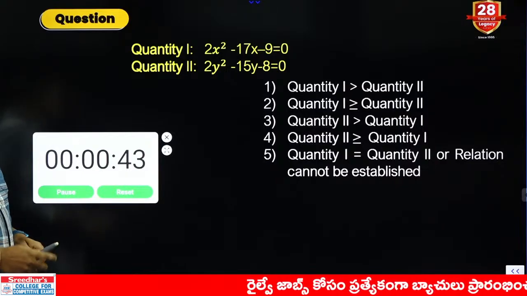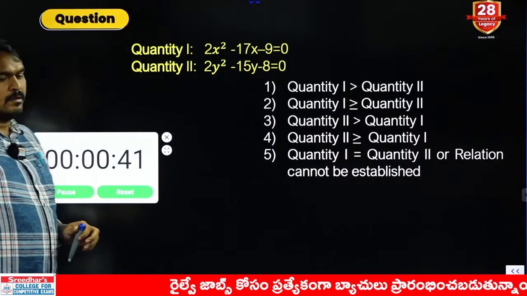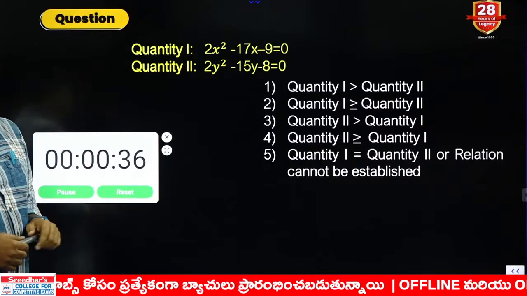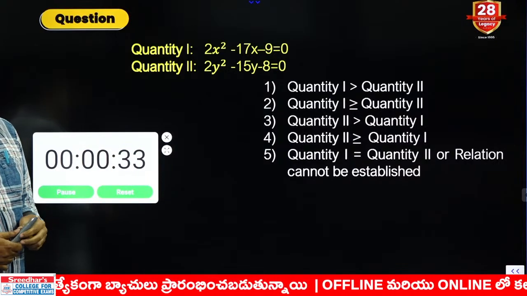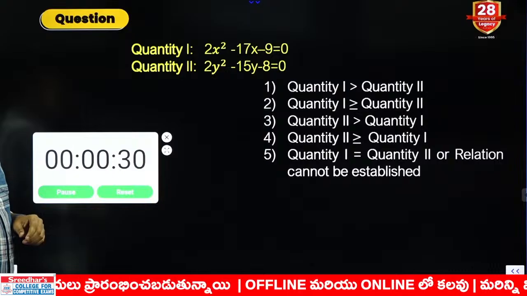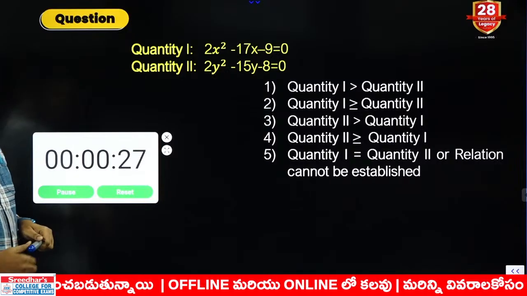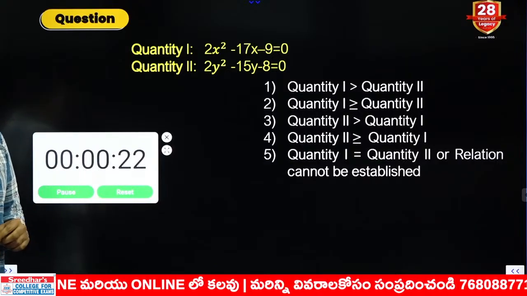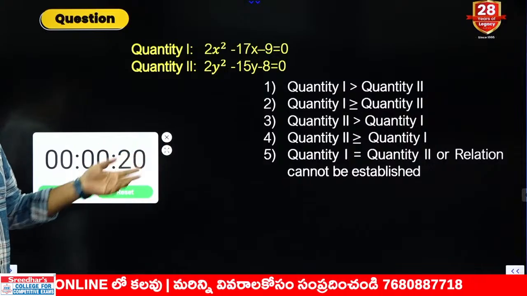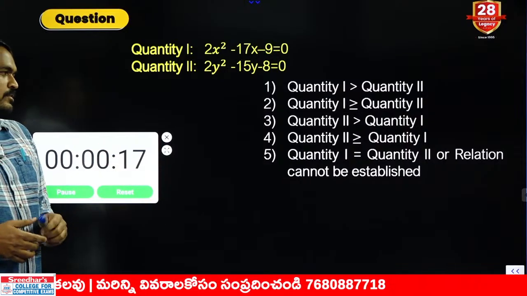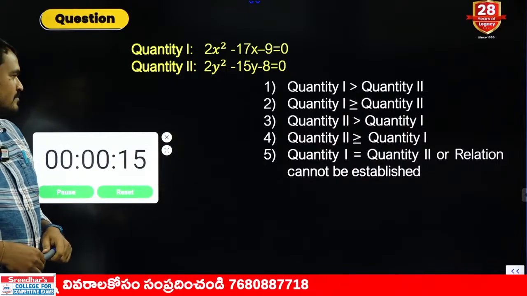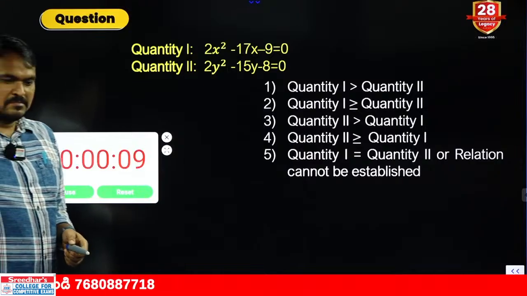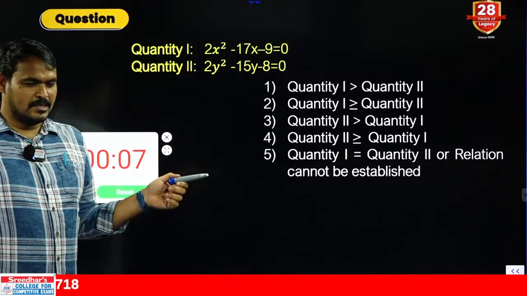Next, start. I think easy question or not? Next question. All are getting 5, 5, 5. Fifth option answer. I think easy question or not? Without calculating. Easy question.